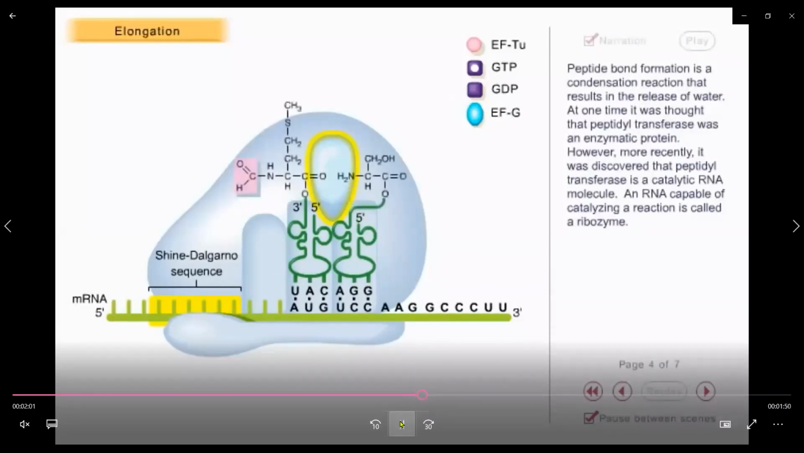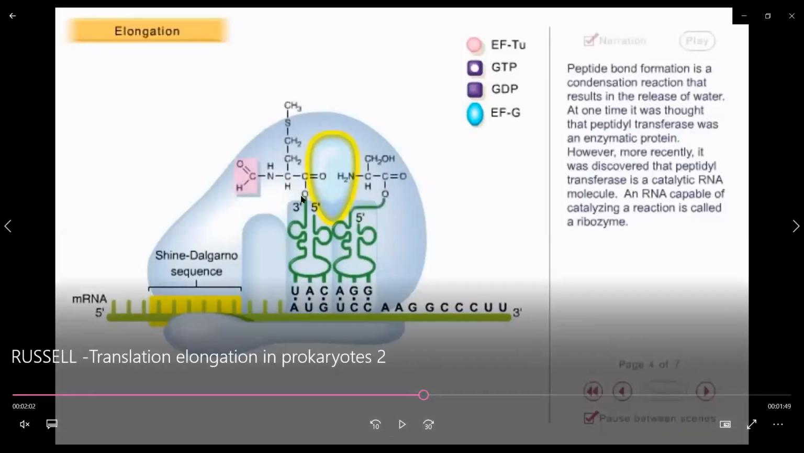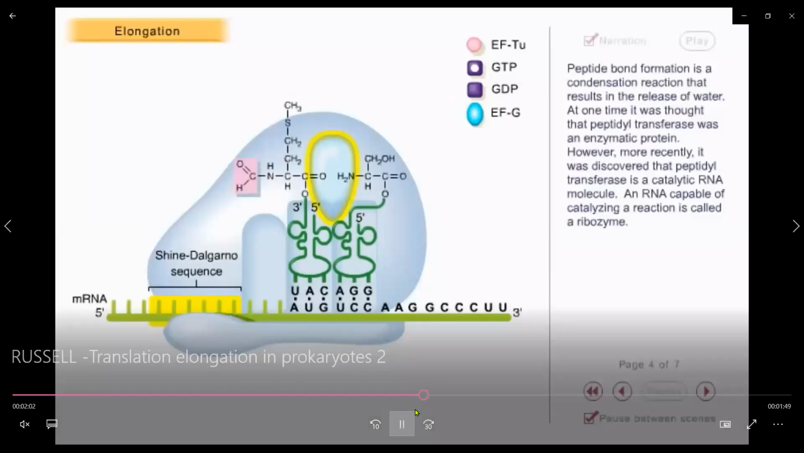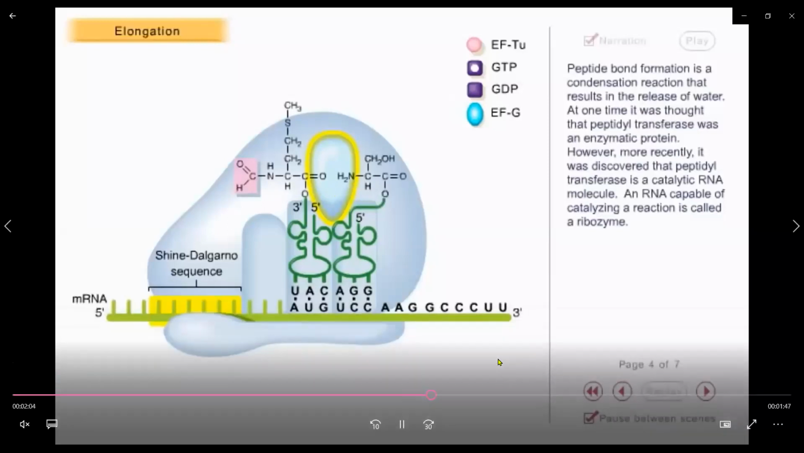So you can see there will be a condensation reaction. First, this bond will break. And as I said, there will be a condensation reaction between the carboxyl group of methionine and the amino group of serine with the liberation of water. So you saw the peptide bond formation.